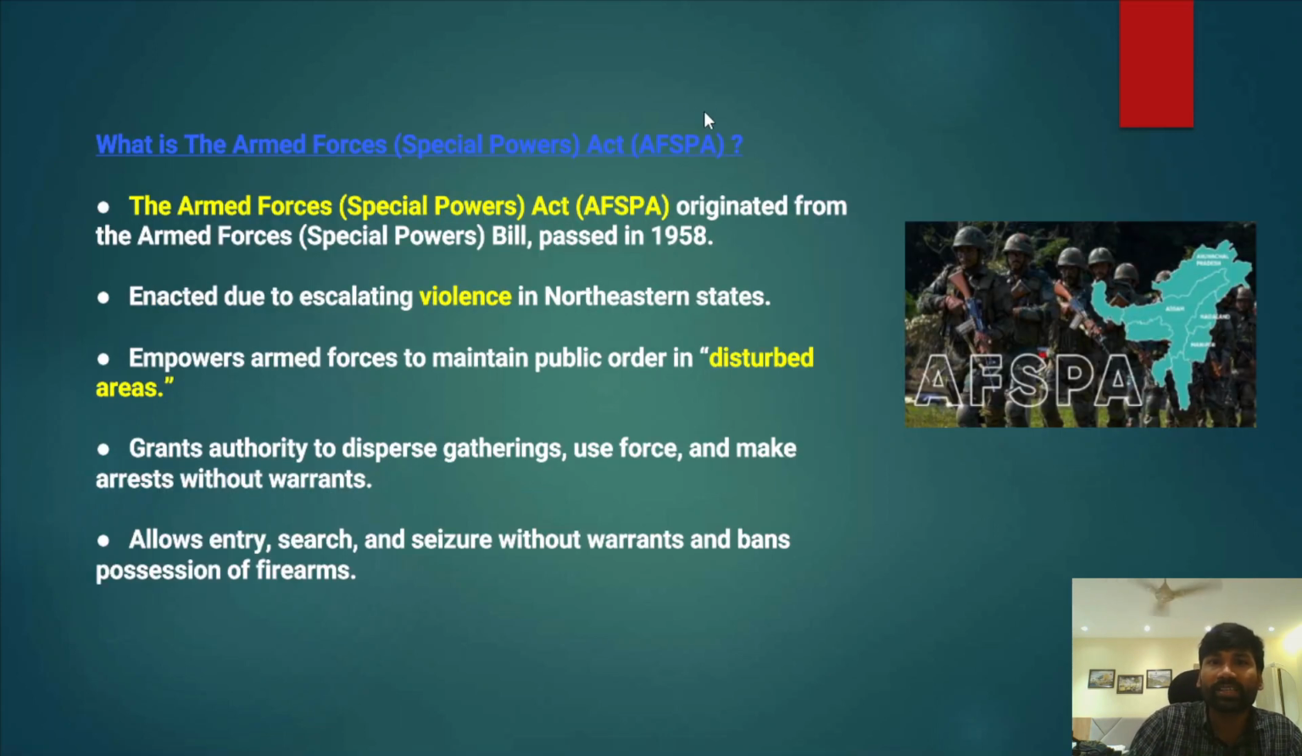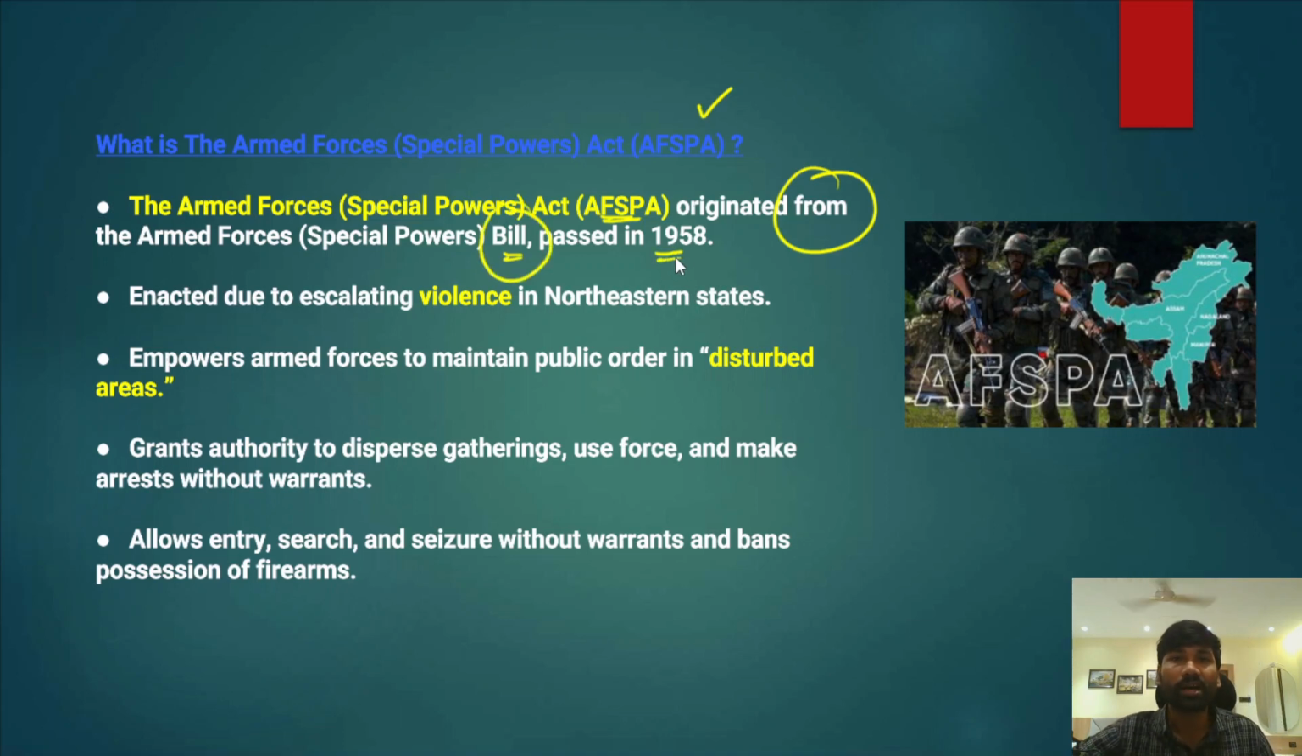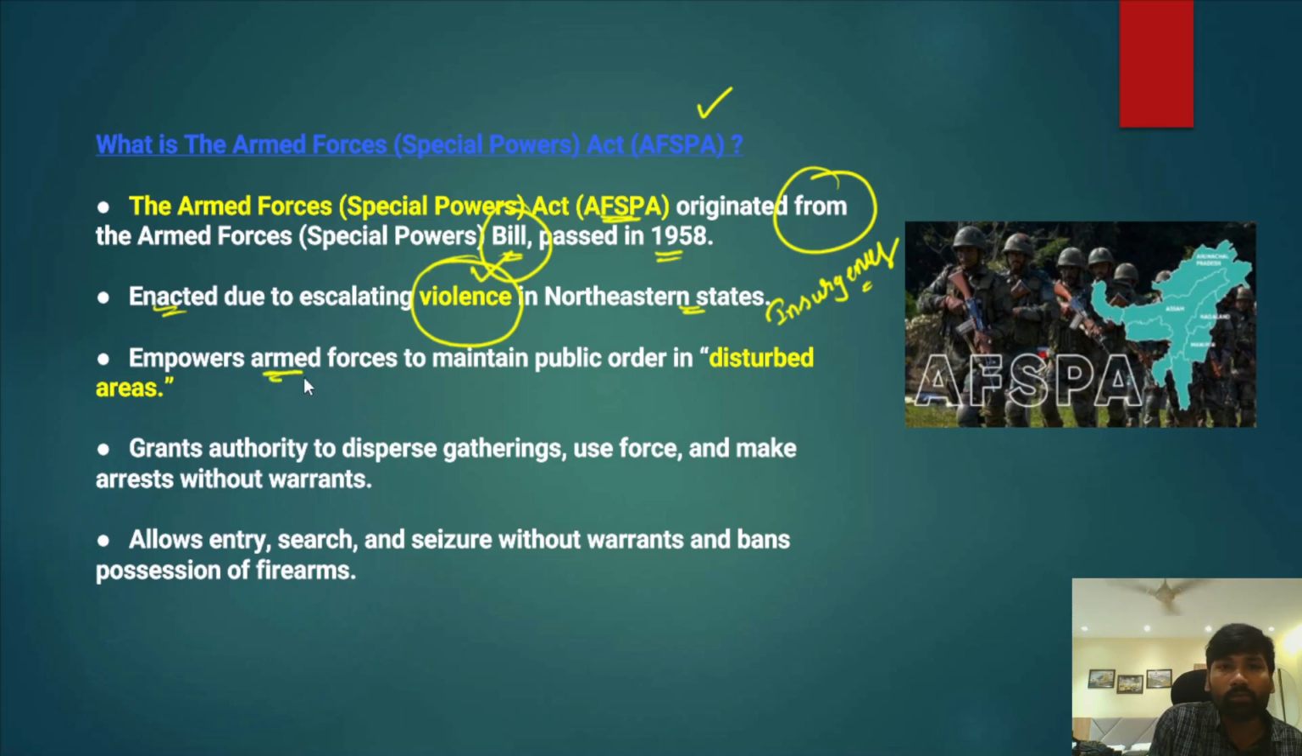Now if you look at what exactly the Armed Forces Special Powers Act is, it originated from the Armed Forces Special Powers Bill passed in 1958. Apart from that, it was enacted due to the escalation of violence in several northeastern states. I've already told you that in the Northeast, insurgency was the main challenge. In order to deal with the insurgency in the Northeast, the Act was introduced in different states in the Northeastern region. So it empowers armed forces to maintain public order in disturbed areas.